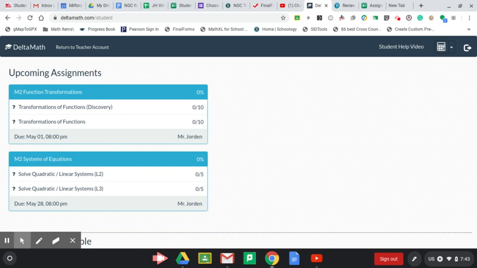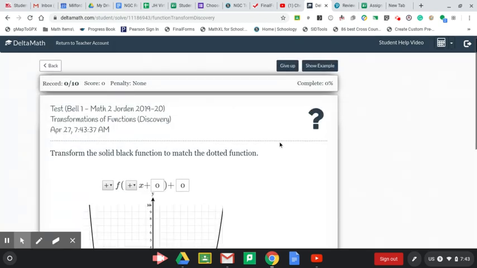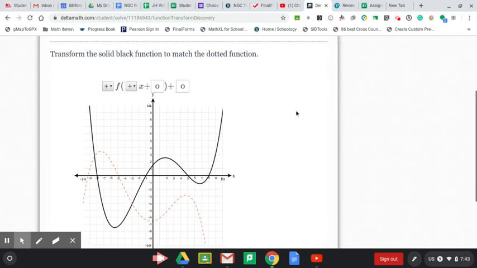Hey folks, just wanted to walk through a couple of examples from this Delta Math assignment so that when you get into it, hopefully it will help you as you're completing it. So you get two different question types here. We have transformations of functions discovery and then just regular transformations of functions. So the first type here kind of helps to walk us step by step through these different types of transformations.